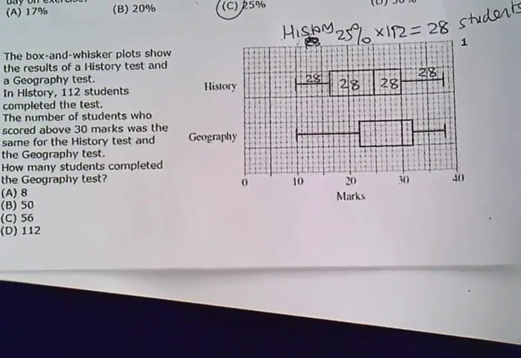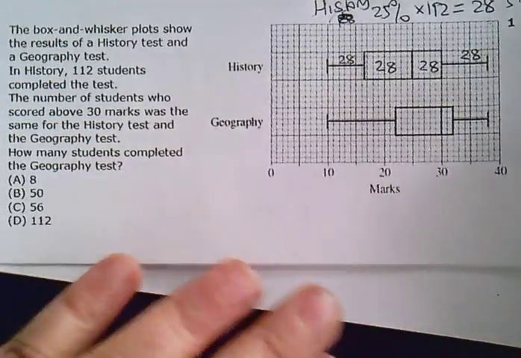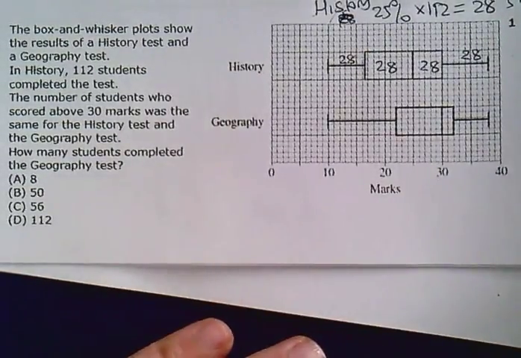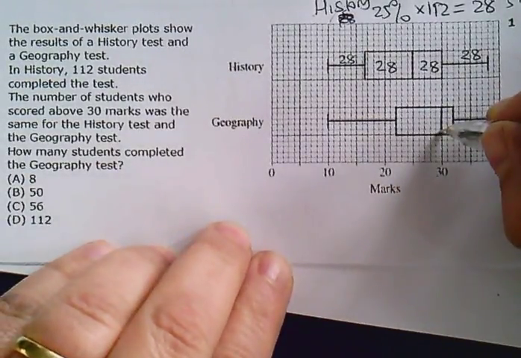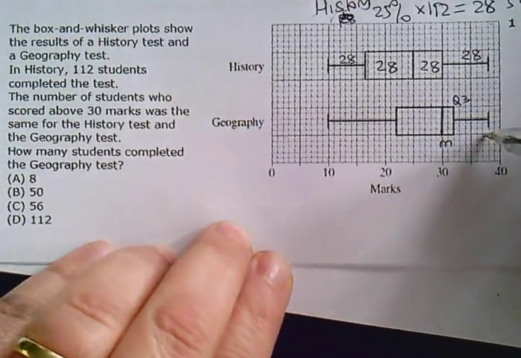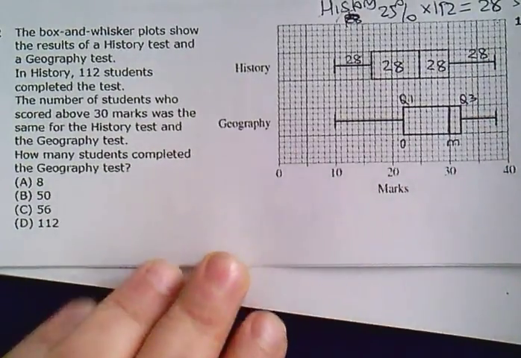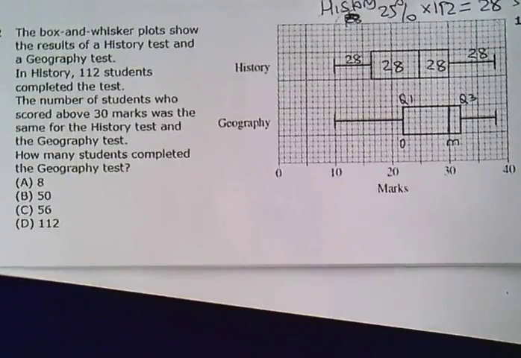Okay, now it also says the number of students who achieved a score above 30 marks was the same for the history test and for the geography test. Now, I hope you can see this. This is the median here. That's Q3. That's Q1. The number of students who scored above 30 marks was the same for the history test and the geography test.